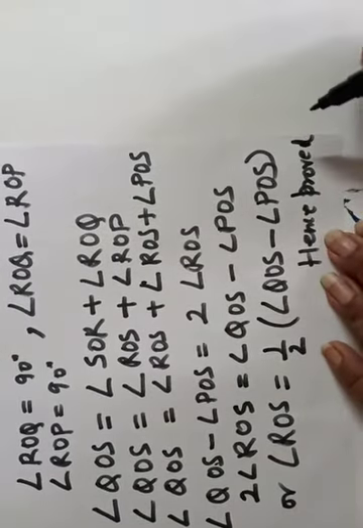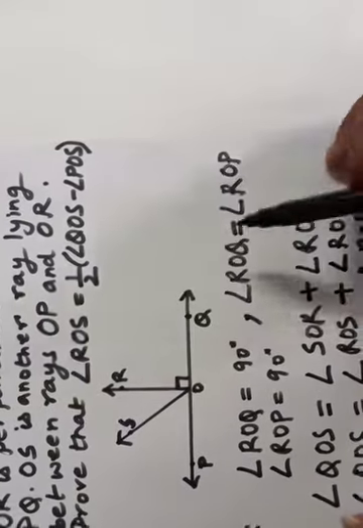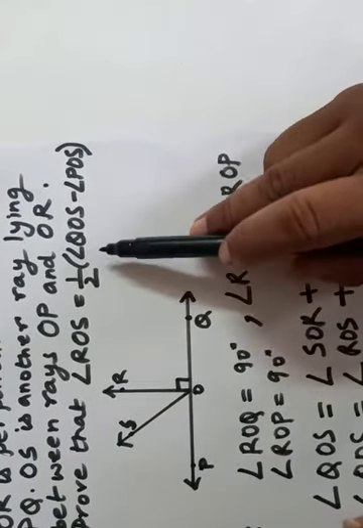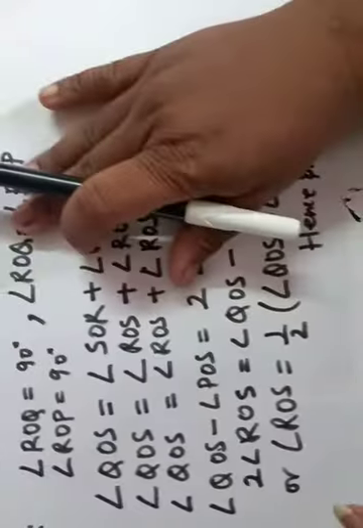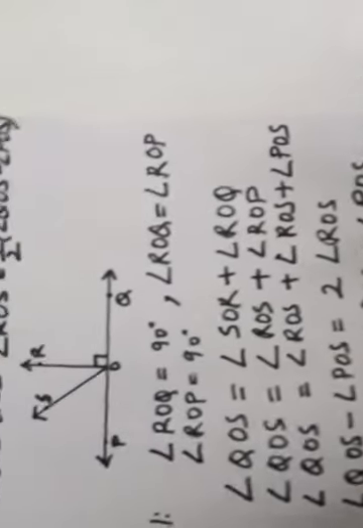This is what we want in this question: angle ROS is equal to half of (angle QOS minus angle POS). We have proved it. So, I hope this question is clear. Let's proceed to another question.